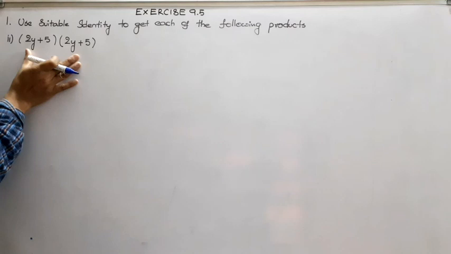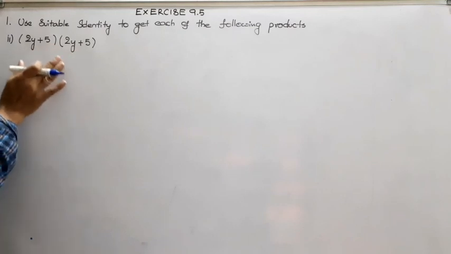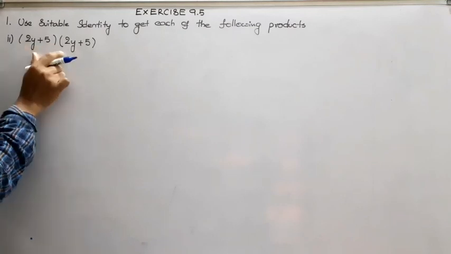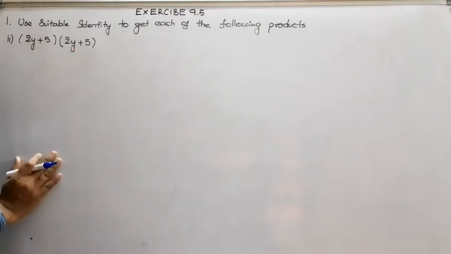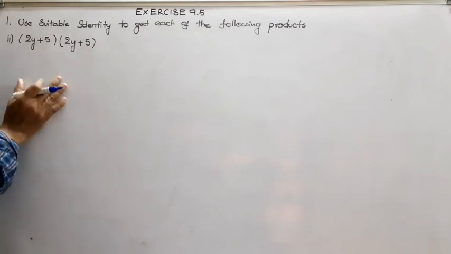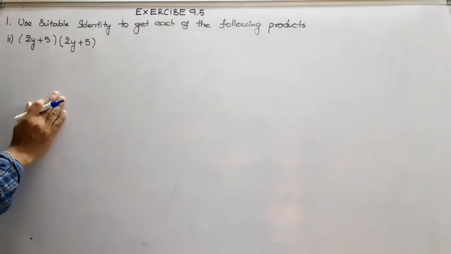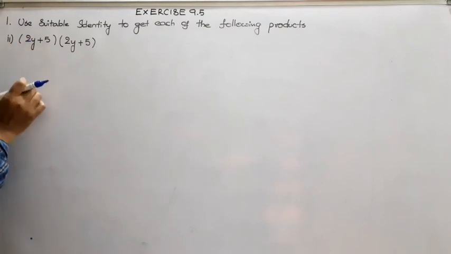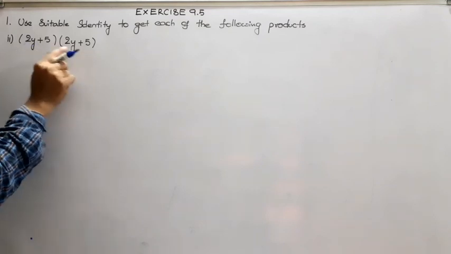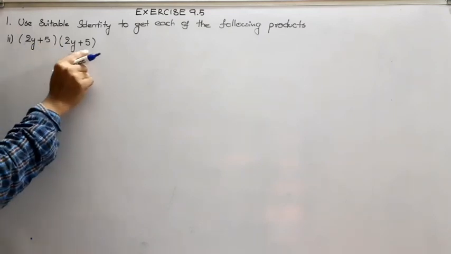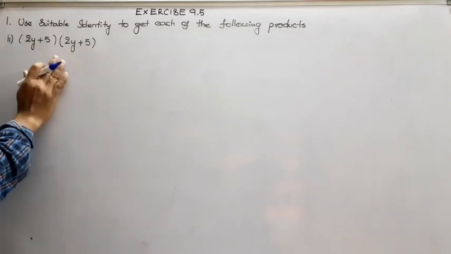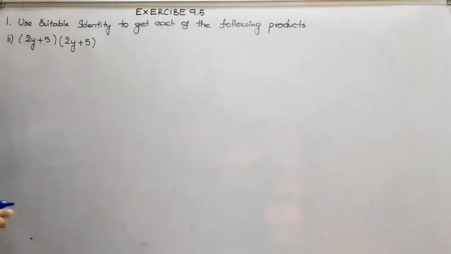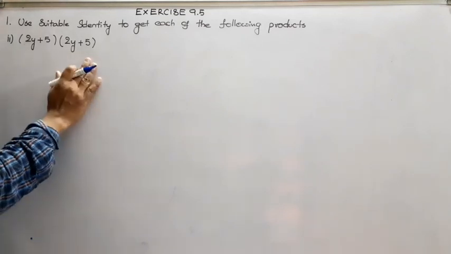They gave two binomials. So far we did this kind of product, or multiplication, using the properties of multiplying a binomial by a binomial. Here the procedure is very simple and useful if we can follow the identities which we have. If you observe the given binomials, 2y plus 5, 2y plus 5, the terms in each individual binomial are the same. Hence, we can use the identity to get this product.